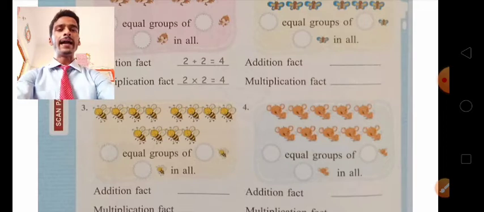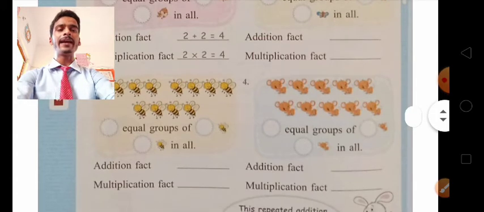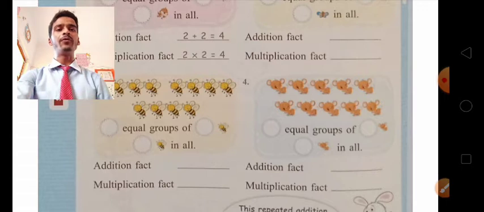Addition fact will be 4 plus 4 plus 4 equal 12. That means 3 times 4 equal 12. And multiplication fact will be 3 multiply 4 equal 12. Why? Because 3 is the number of groups and 4 is the number of bees in each group. Okay, 3 multiply 4 equal 12.